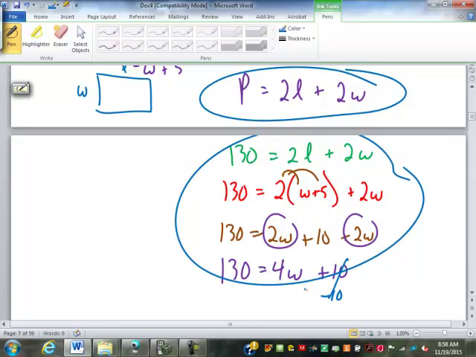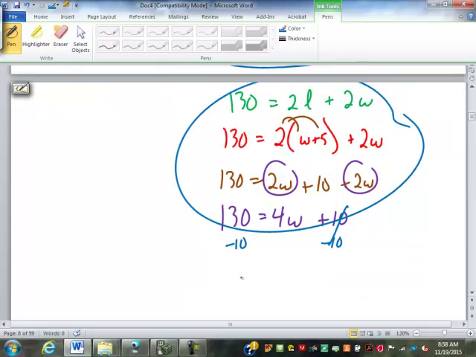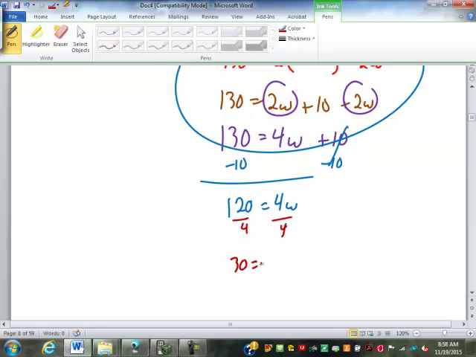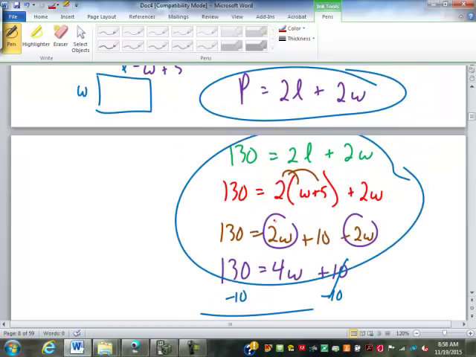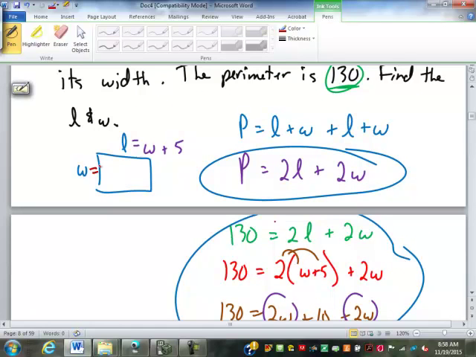So subtract 10. 120 equals 4W. And divide by 4. 30 equals W. Well, that's just part of the problem. We found the width. So the length is 30 plus 5, so that's 35 is the length. So now we've answered the question. 30 by 35 is the rectangle.